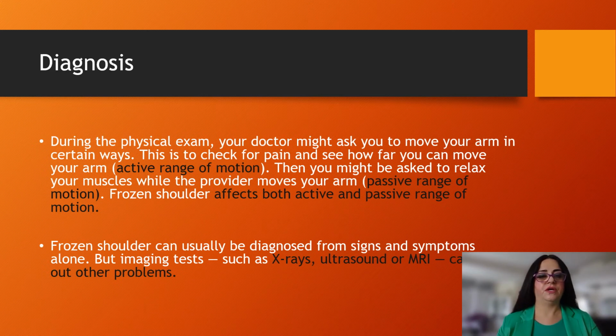How can the doctor diagnose your disease? Like always, history and physical examination, a thorough examination by your doctor. The doctor might need to find out how limited your active range of motion or passive range of motion is, which both can be affected during frozen shoulder. Frozen shoulder can usually be diagnosed from signs and symptoms, but imaging tests such as X-ray, ultrasound, and MRI can be very helpful.